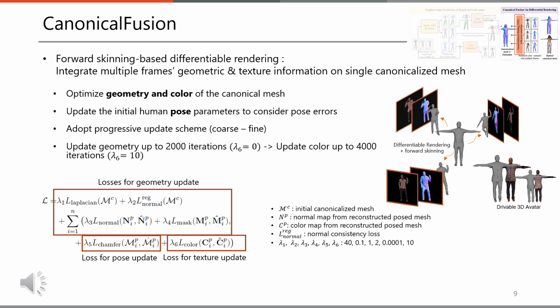Since there can be pose inconsistencies or errors in the SMPL fitting, we also update the initial human pose parameters to account for these pose errors. This step is critical because our differentiable rendering process involves forward skinning, which depends on the poses from each frame. We achieve this by calculating the chamfer loss between the estimated posed mesh and the deformed initial mesh based on the pose. After updating the geometry, we also optimize the color using L2 loss with the texture map estimated by our main network in the previous step.